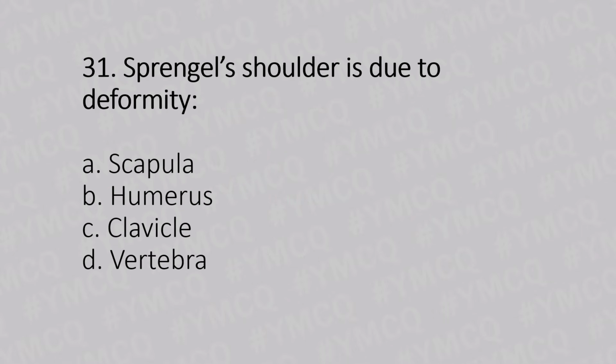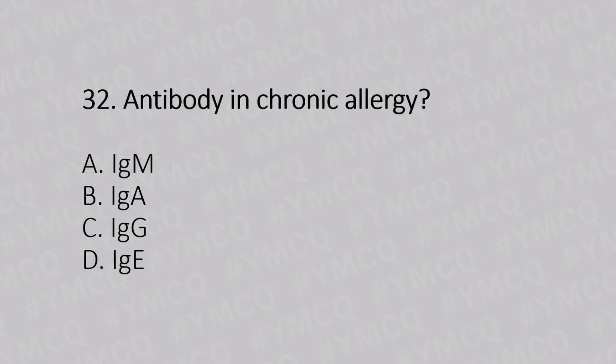Sprengel's shoulder is due to the deformity. Option A. Scapula. Option B. Humerus. Option C. Clavicle. Option D. Vertebra. And the answer is Option A. Scapula. Moving to our 32nd question. Antibody in chronic allergy. Option A. IgM. Option B. IgA. Option C. IgG. Option D. IgE. And the answer is Option D. IgE.